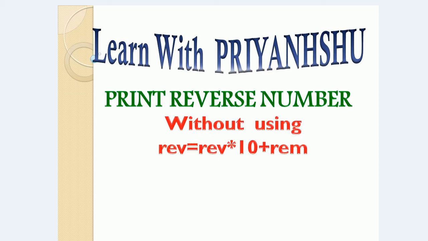Hello friends, in this video we will talk about how to print the reverse of a given number without using this statement. This statement is shown on your screen. The statement is reverse = reverse * 10 + remainder.